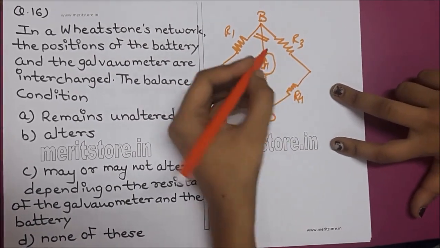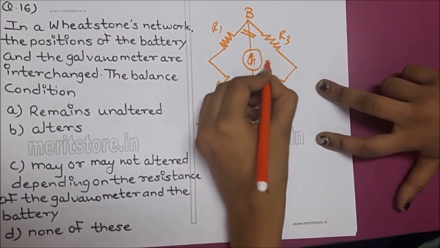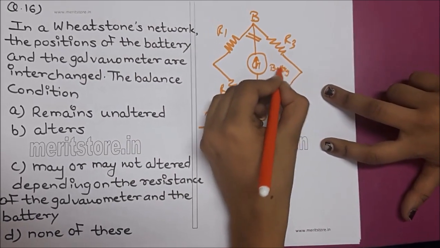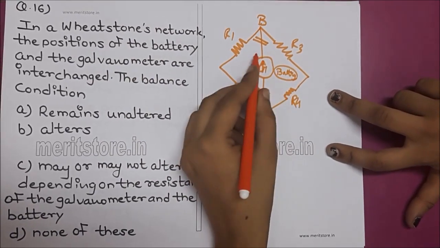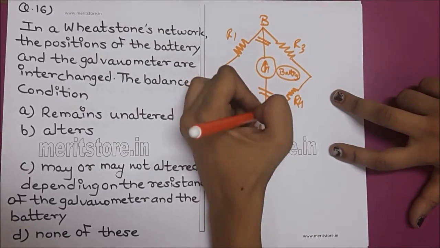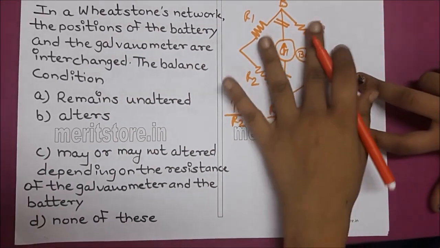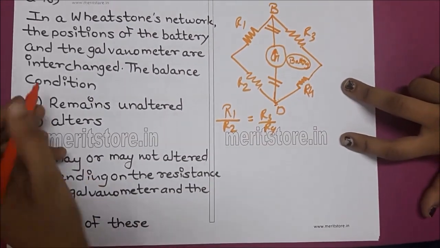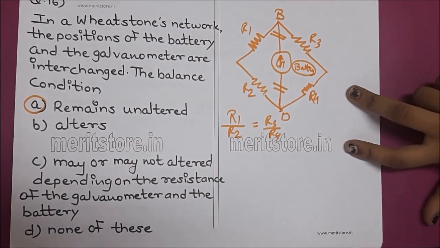So instead of galvanometer, if we put a battery, again it won't make any difference because no current is passing through it. Therefore, the balance condition will remain unaltered. Option A is the correct option.